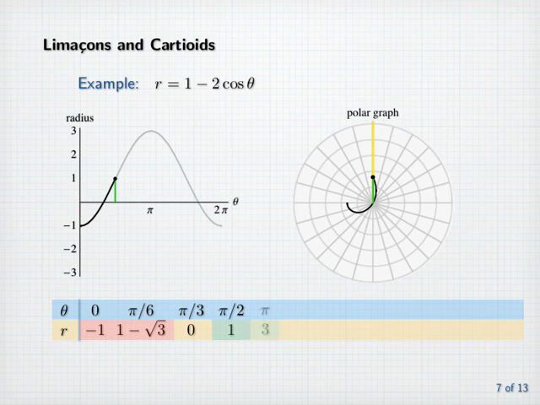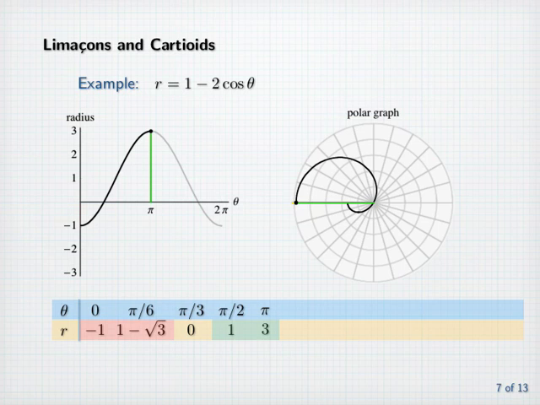When theta equals pi, r equals 3. So as theta goes from pi over 2 to pi, points on the graph move farther away from the origin, arriving at the x-axis at the point where x equals minus 3. At theta equals pi, r begins to decrease.